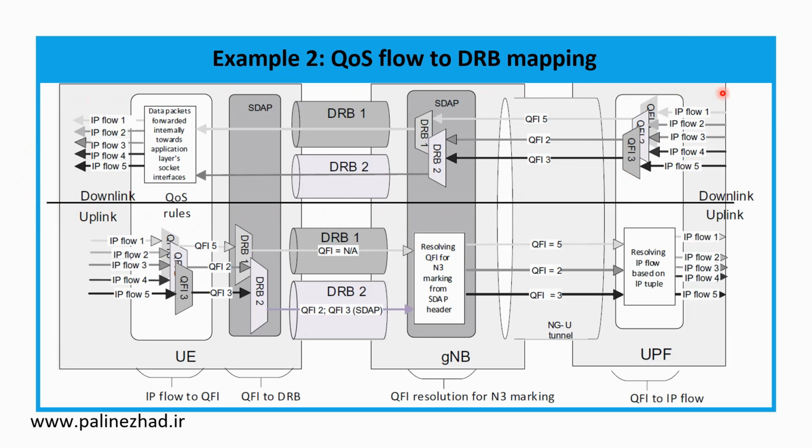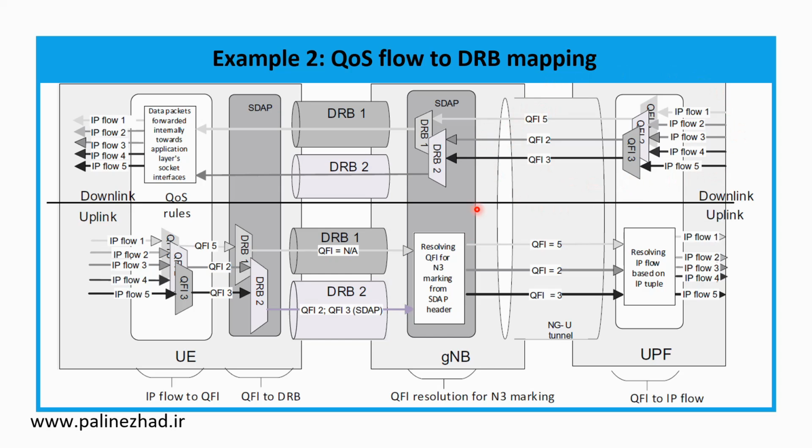Here, the top of this image is the previous example with more details, and in the bottom we have the uplink direction. Now let's start with the upper part in downlink. Here you see we have 5 IP flows, and these are mapped to 3 flows with QFI1, QFI2, and QFI3, and then sent by the UPF over the NGU tunnel on the N3 interface. This part is the same as the previous example.